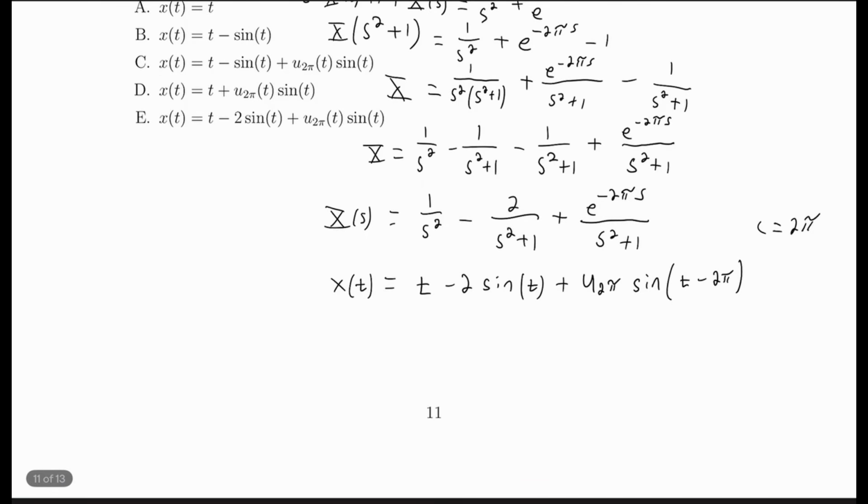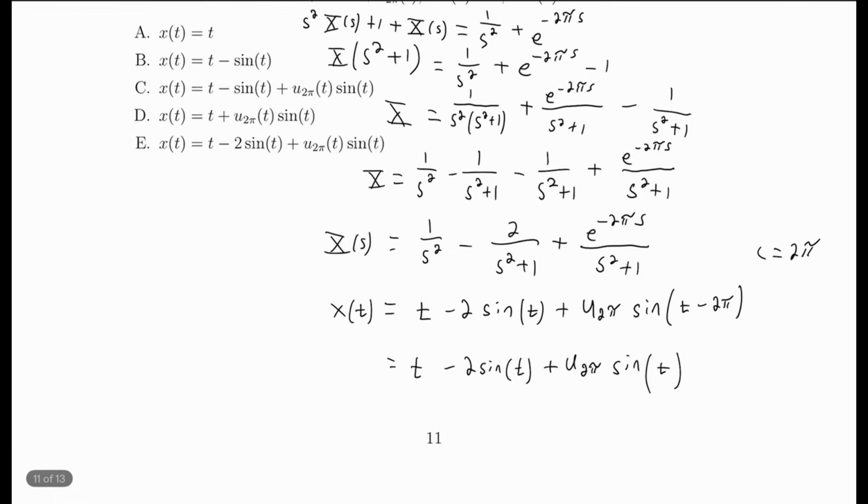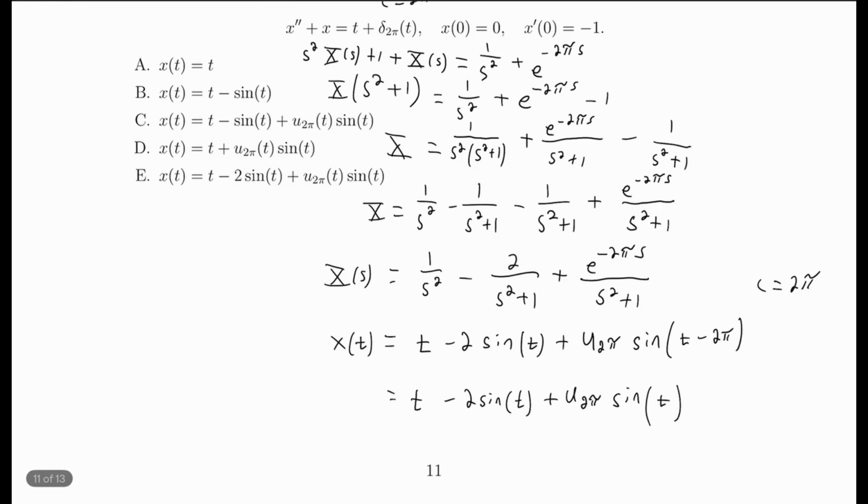We can go ahead and rewrite this again as t minus 2 sine t plus u sub 2 pi. And then because sine is periodic with respect to 2 pi, the sine of t minus 2 pi is just the same as sine of t. You're just going around the circle again. And now we can go compare this to our answer choices. And this will match option C. I should have written u of t there. I just dropped it. It's the same thing.